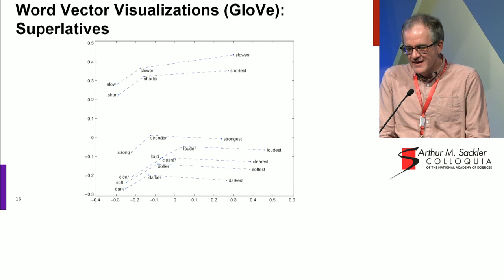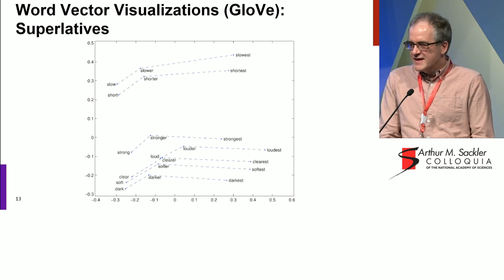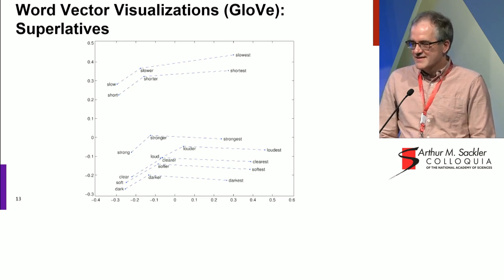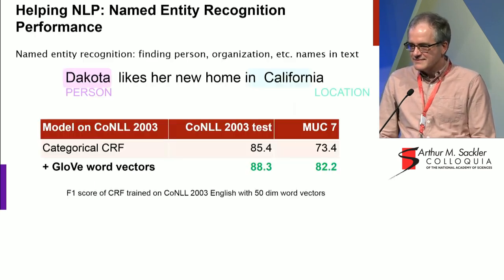In particular, what's interesting is it doesn't only put similar word meanings close to each other. There actually come to be directions in this word vector space which have meaning. So here you can see progression from positives to comparatives to superlatives of adjectives. And in the word vector space, there are pretty constant vector additions that can be done to move you from each of these forms.